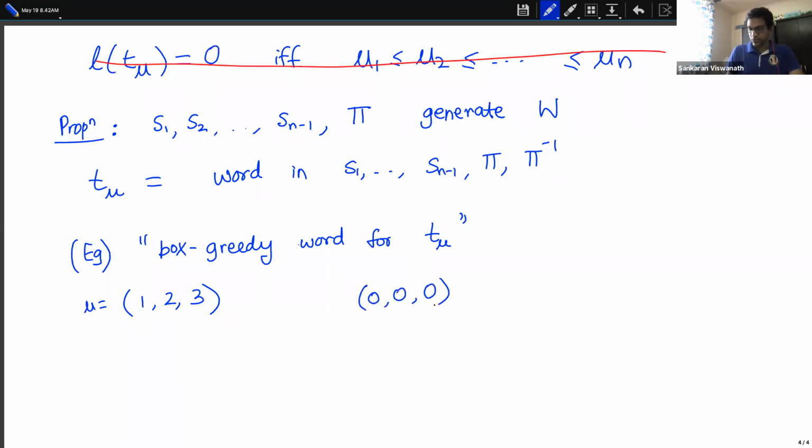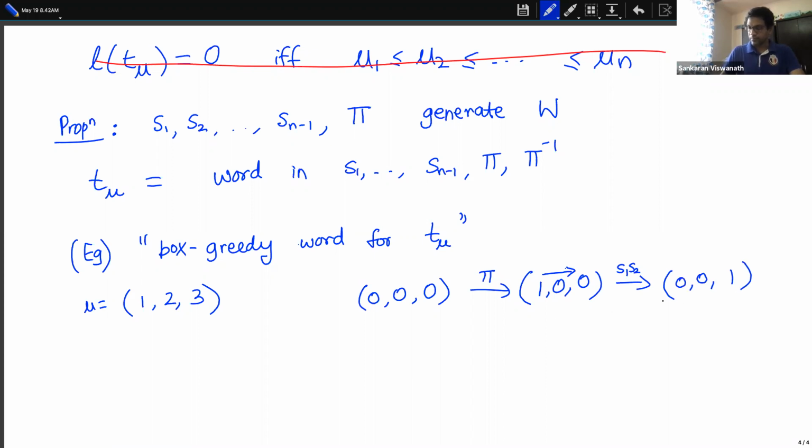Just start at 0, 0, 0. Observe pi is the only one which can increase the total sum by 1. So if you start at 0 and apply a pi, this will go up by 1. You apply a pi, this becomes 1, 0, 0. Now the next thing you do is push the 1 down to the end. So you have to apply S1, S2. That pushes it to the end.